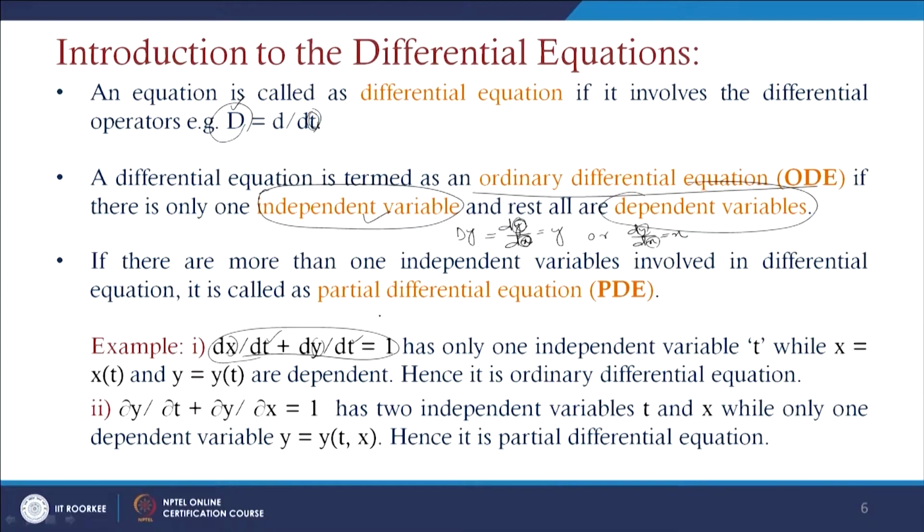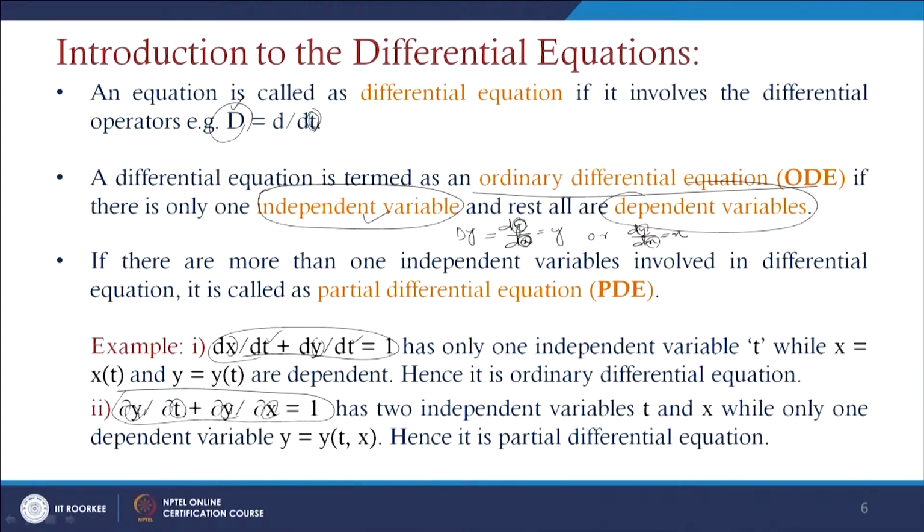More than one independent variable means, suppose a partial differential equation is written as del y by del t plus del y by del x equals 1. Here t and x are both independent variables and the dependent variable is y. That is why it is called a partial differential equation.